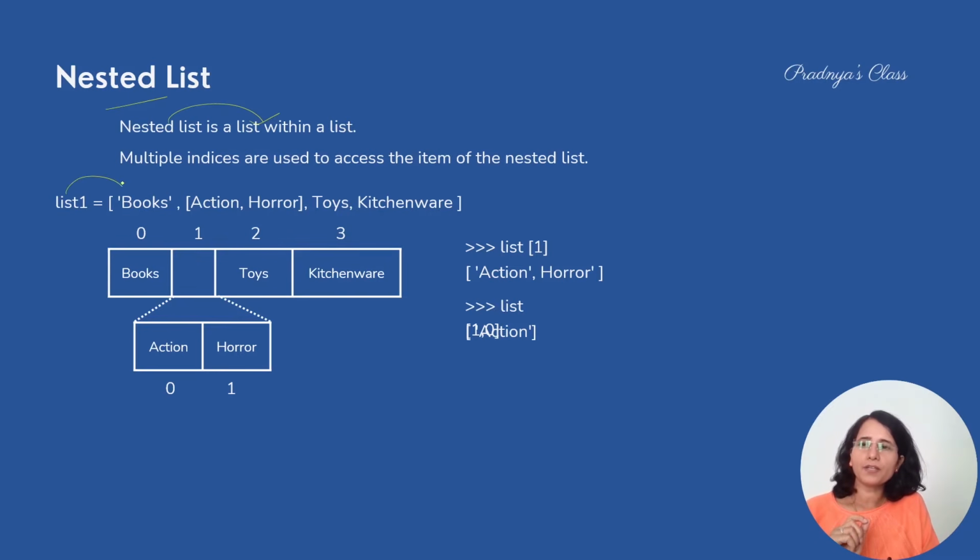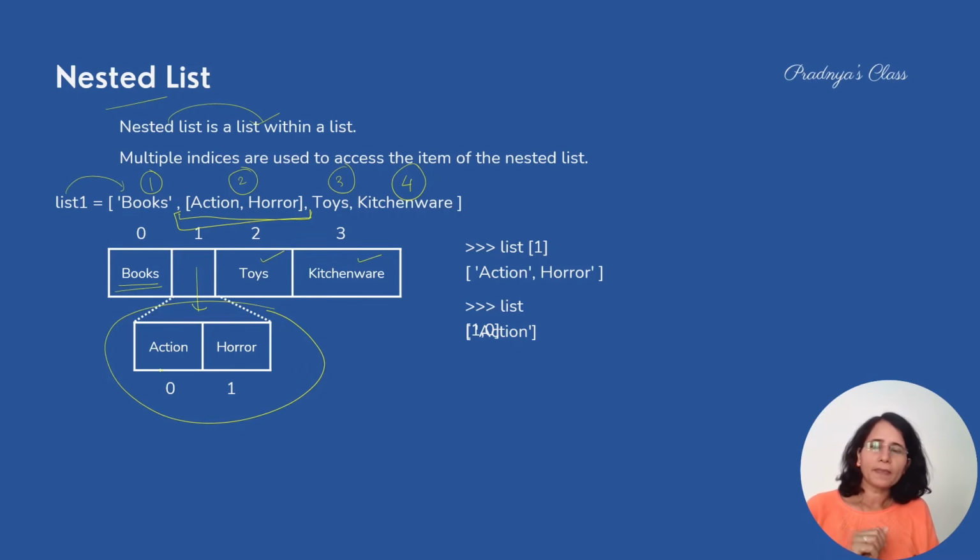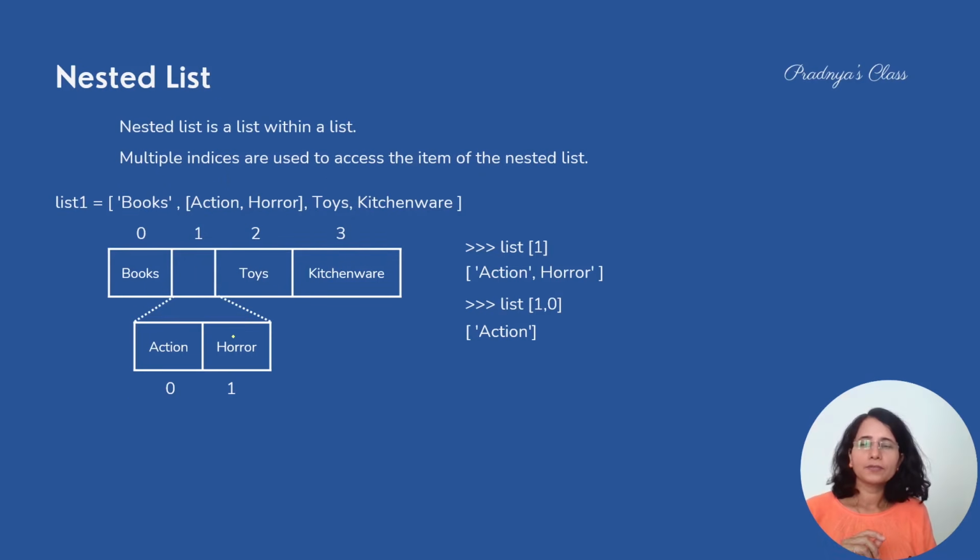Here is a list1 with some elements. This is the first element of the list. This is the second element of the list. This is the third one, and this is the fourth element of the list. You can see here the second element is again another list, consisting of two elements in it. Look at the diagram and try to understand. This is the first element of the list, and the second element consists of two elements in it, and the third element and the fourth element have the index like this.